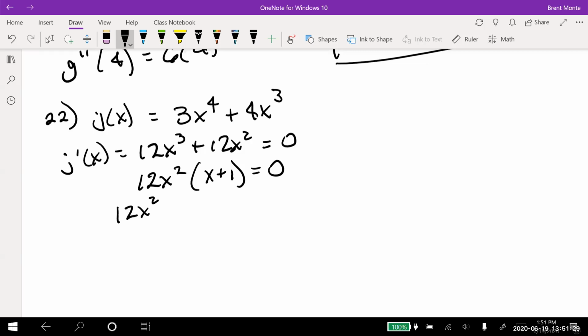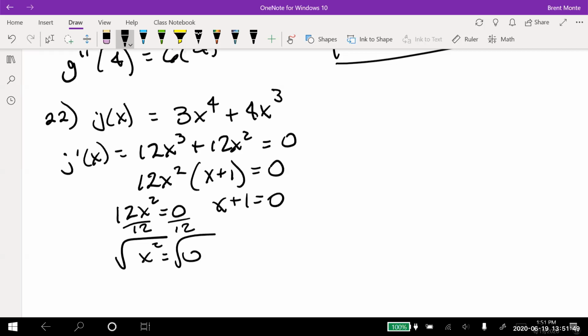Set each of those factors equal to 0. That's why we have it set equal to 0. It's the property of zero products. Well, you can divide by 12 and take the square root if you want to, but the only thing that's going to make that 0 is 0. I'll just do it real quickly so we see it. x squared equals 0. Take the square root, plus or minus. Well, the square root of 0 is 0. Positive 0, negative 0, it's still 0. And here we subtract 1. x equals negative 1. Those are our two critical values.